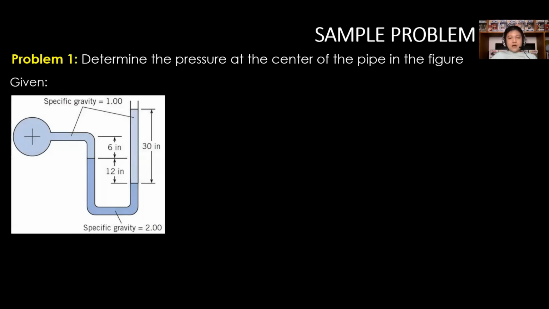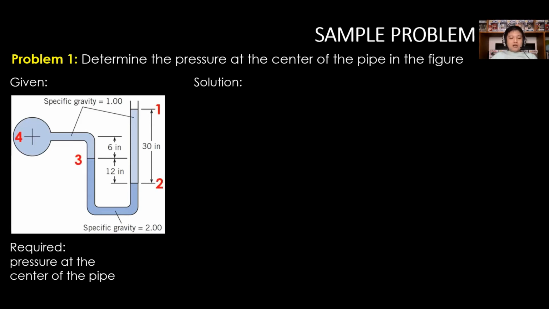So let's consider our sample problems. For problem number 1, we are given an open type manometer. The requirement is pressure at the center of the pipe. For the solution, number in series starting at the free end until the end of the manometer, that is the center of the pipe. Identify points with same pressure and eliminate the portion with same fluid pressure impact.